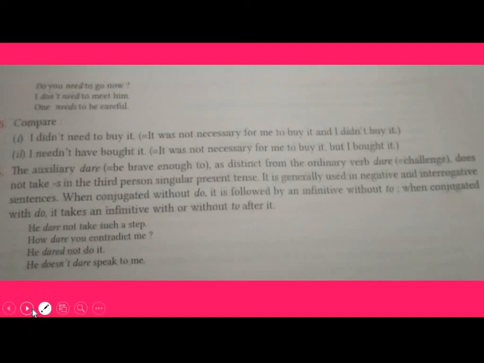Now let's go to the next one. So guys, the presentation ends over here, and I have a little comparison. Let's just read it. Compare. I didn't need to buy it. It was not necessary for me to buy it, and I didn't buy it. I needn't have bought it. It was not necessary for me to buy it, but I bought it.